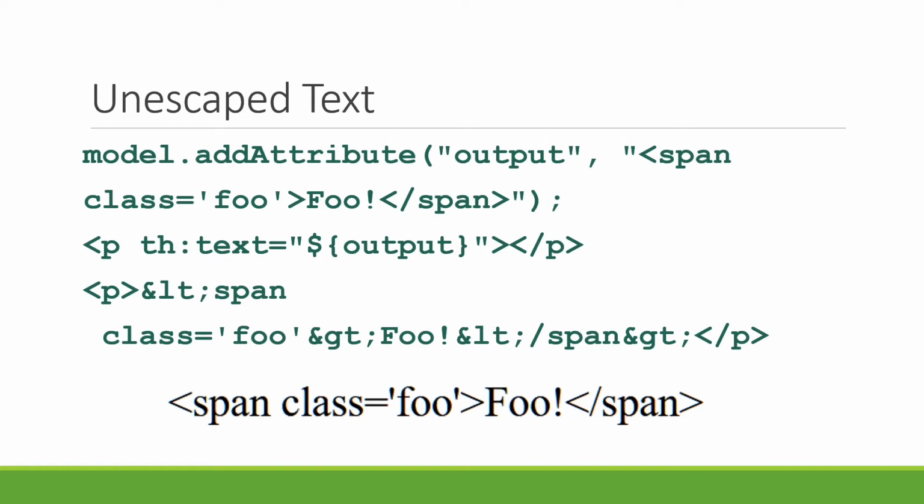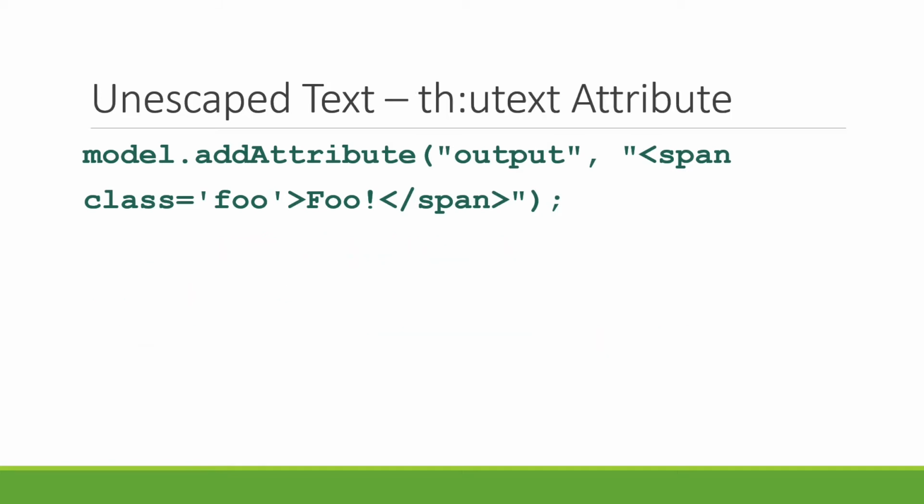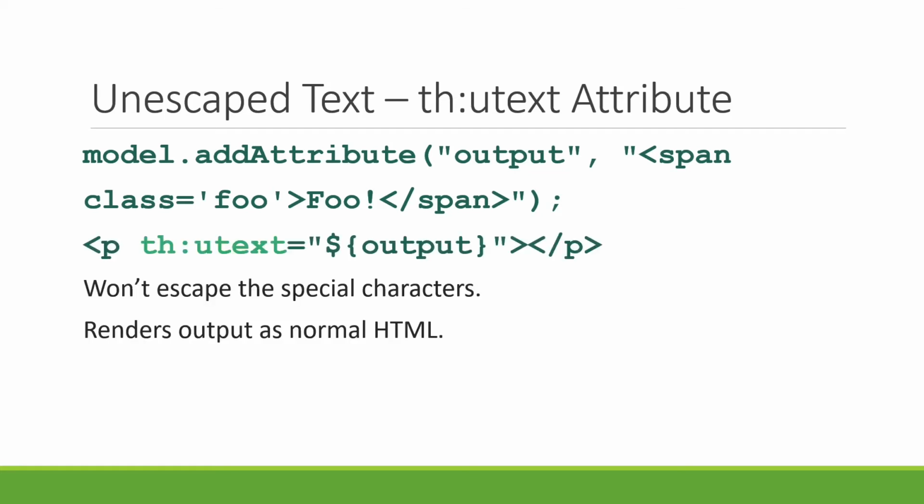Now there may be times when you maybe purposely don't want to have the text escaped, and that's okay. You can actually use th:utext. So th:utext, u means unescaped text. So you can use the version of th:text that unescapes the text. And so if you did the exact same thing, have the exact same model attribute, and you use utext instead, it will actually treat the HTML like HTML.